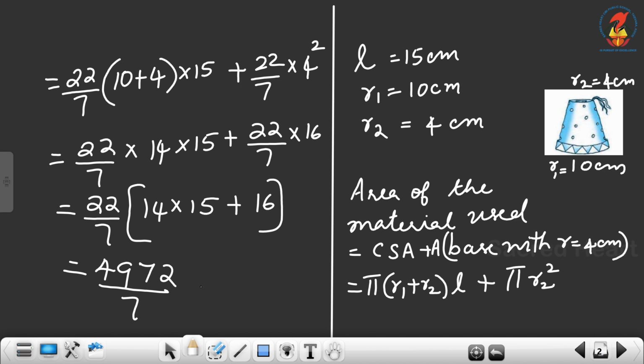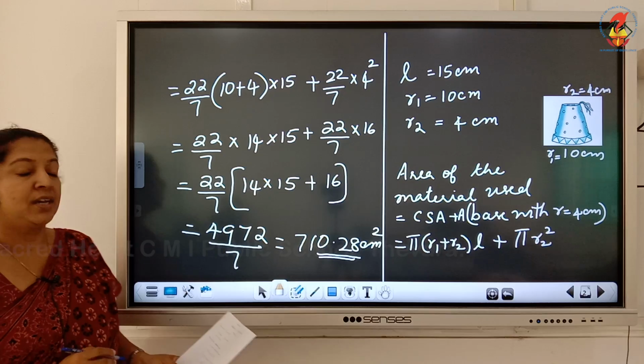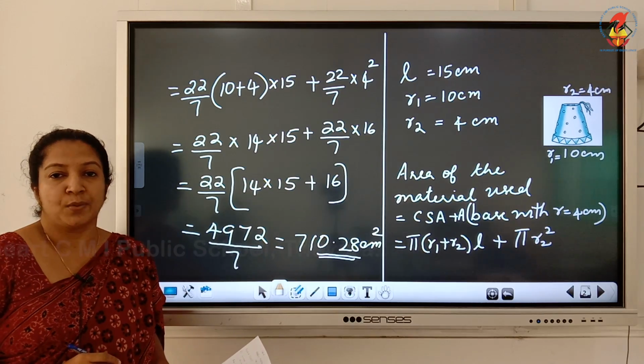which you are getting as 4972 divided by 7, which is equal to 710.28 centimeter square. So the required area is 710.28 centimeter square.